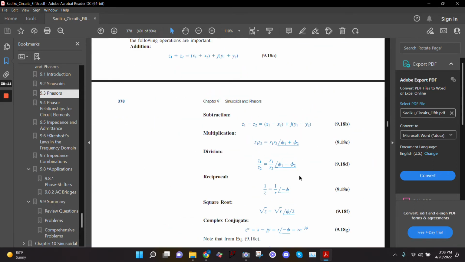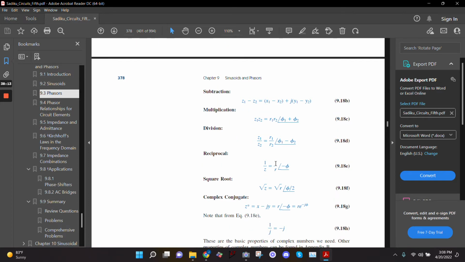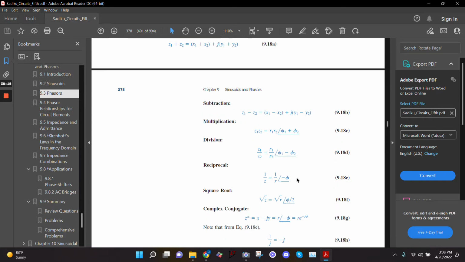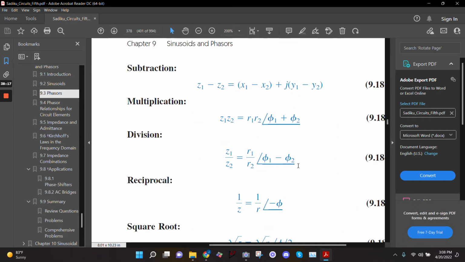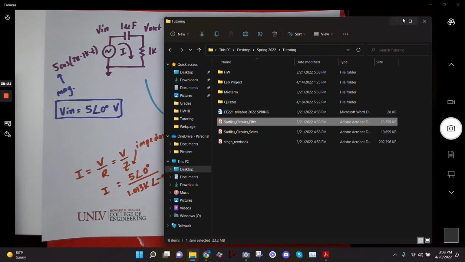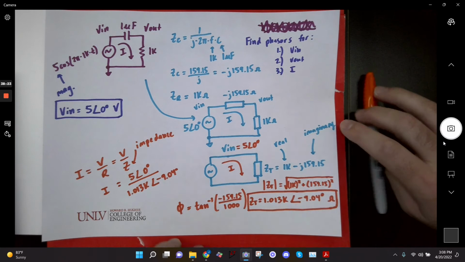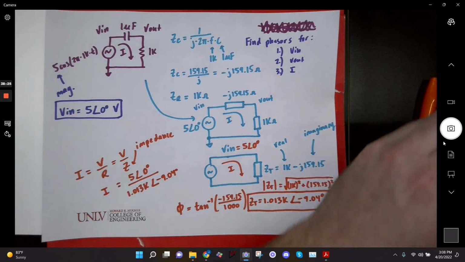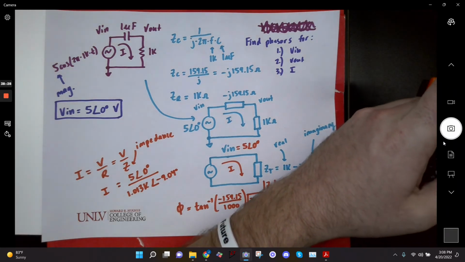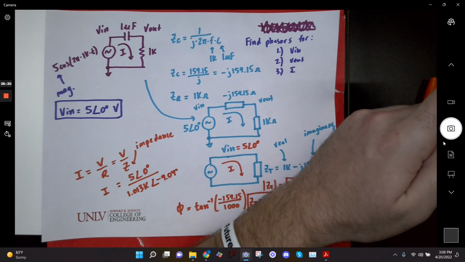Okay? So this, here, let me write this again. What page is this? Oh, it's also 377, so I already wrote that on the other one. So this is all really useful stuff. But we're basically looking at division, so we're going to divide them and then subtract their phases. Okay? So if I divide 5 divided by 1.013 K, I get 4.93 milli.